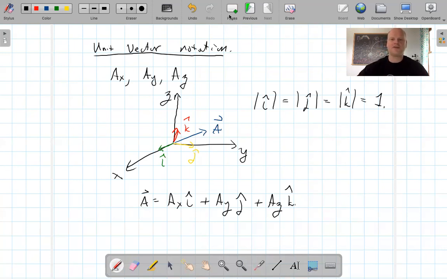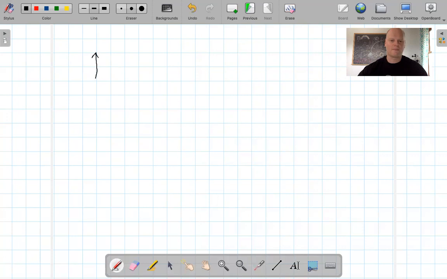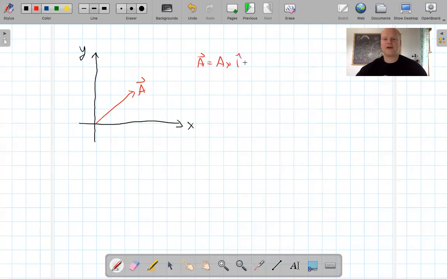If I had simply a 2-dimensional vector, let me go ahead and draw a 2-dimensional vector. So again, here's my coordinate system. Let's call this the x direction, y direction. Let's call this our usual vector A. So in this case, I would represent vector A by simply saying A is equal to AX in the i hat direction plus AY in the j hat direction. Where again, AX would be the projection, or dropping a perpendicular, onto the x-axis. AY would be the projection, or dropping a perpendicular, onto the y-axis. So this amount here would be equal to AX. And then this amount here would be equal to AY.